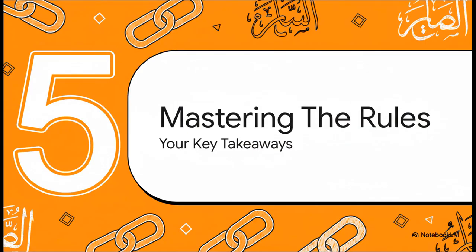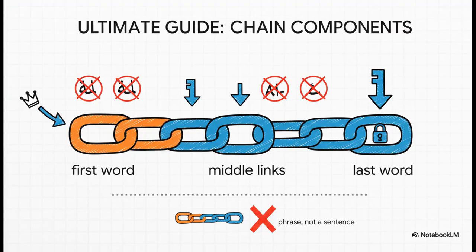So let's bring it all home and distill everything we've talked about into a final clear set of master rules to really lock this concept in place for you. This slide right here is your cheat sheet. Seriously, screenshot this. The first word is only a mudaf. The last word is only a Mudaf Ilaih. Every single link in between is playing that special dual role. It's genitive, but it has no al or tanween. And remember, no matter how long and impressive it looks, a chain is just a single phrase, not the whole sentence.